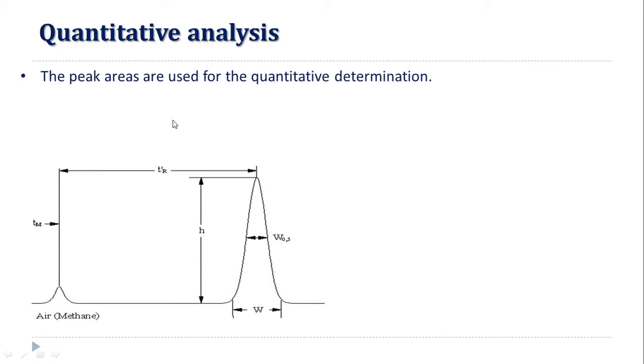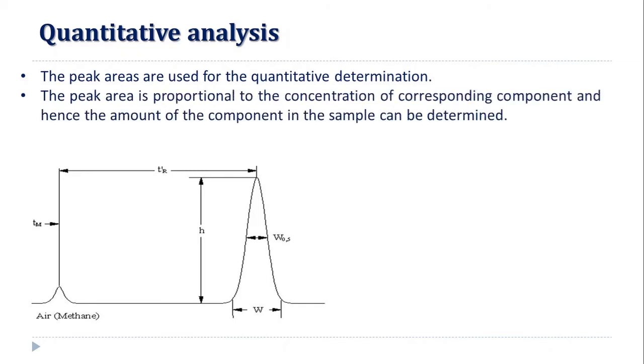The peak areas are used for the quantitative determination. So the peak height and peak area are used for the quantitative determination of how much of that component is present in the sample. The peak area is proportional to the concentration of the particular component, and hence the amount of the component in the sample can be determined.